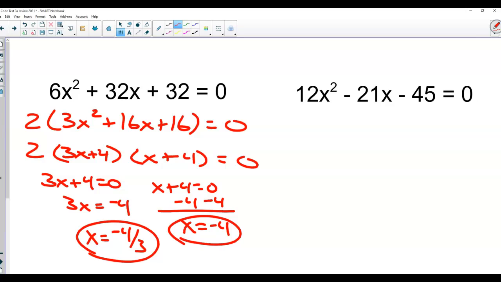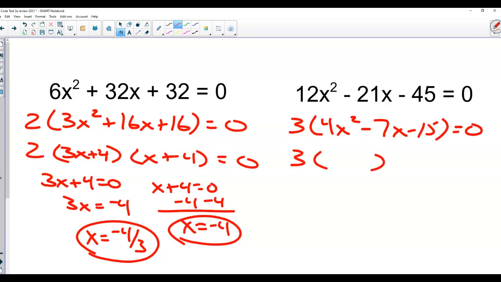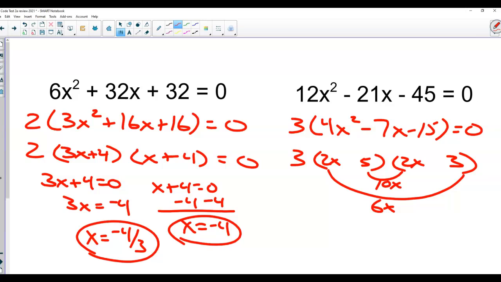Your second problem. 3 goes into all 3 terms. 4x squared minus 7x minus 15 equals 0. Now here we have some options. We can do 2x and 2x or 4x and 1x. I'm going to start with 2x and 2x, and then for my 15, my options are 5 and 3. Let's see if we can make that work. Is there a way to make 6x and 10x equal to negative 7x? No.